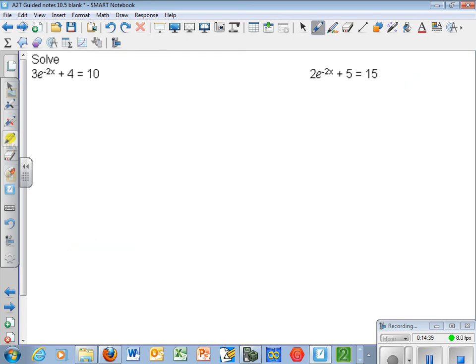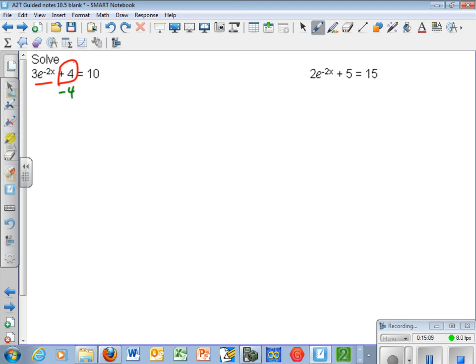Okay, and they're going to be used to actually solve natural log equations where we're dealing with base e here. So here's what you want to look at. We have this first term of 3 times e to the negative 2x power, and then I have plus 4 is equal to 10. What you want to do is get the base e alone first, algebraically undoing things like you've done in regular equations.